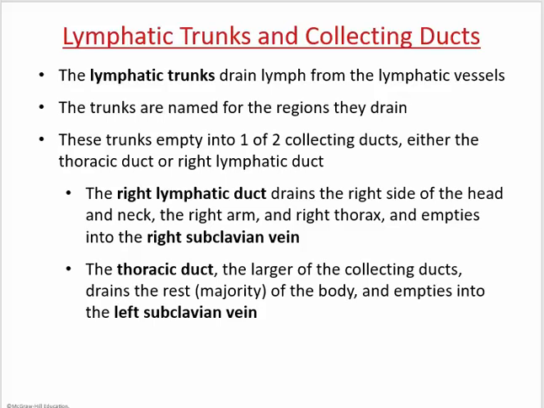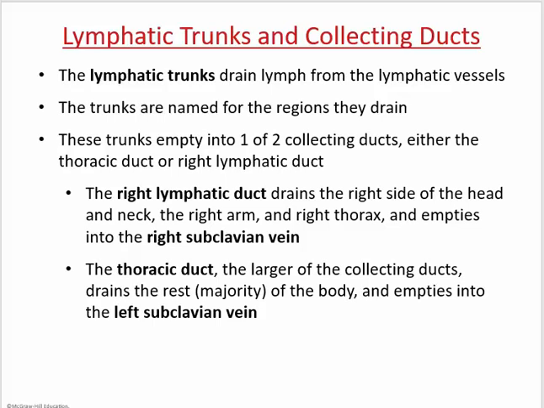There's a bunch of trunks, and for this course we're not going to bother learning the names, but they're named after the areas where they're found. So we have a left and right lumbar trunk, an abdominal trunk, a bronchiomediastinal trunk on both sides, a brachial trunk from the arms, and a jugular trunk, left and right, from the head. But the point here is that these trunks all empty into one of two collecting ducts.